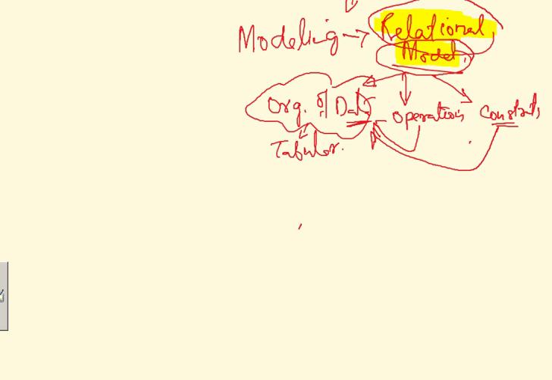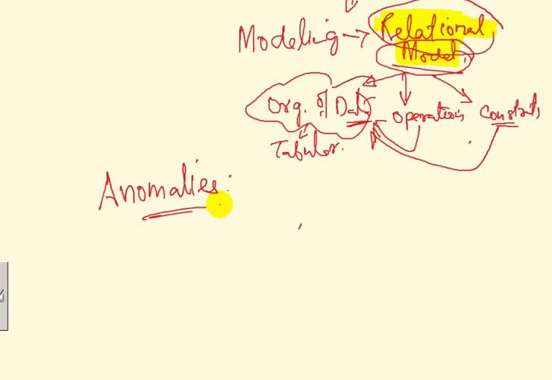Now when you are done with the relational model, the model we have chosen should not have any problems. It should be correct. It should be consistent. In short, I can say it should not have any anomalies. That is the key.